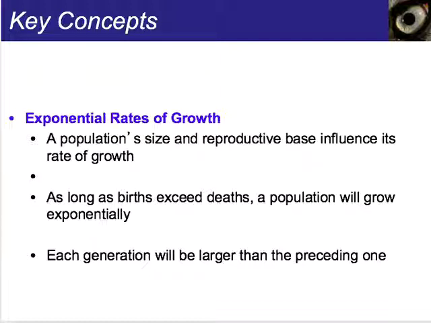So key concepts. Exponential rates of growth. Population size and reproductive base influence its rate of growth. As long as births exceed deaths, a population will grow exponentially, and each generation will be larger than the preceding one.